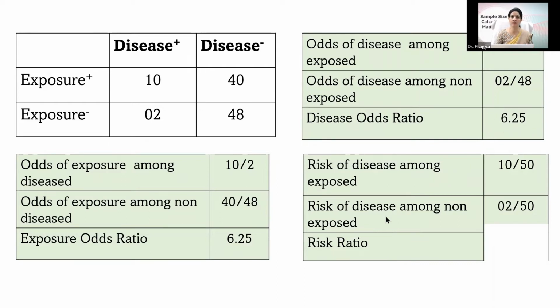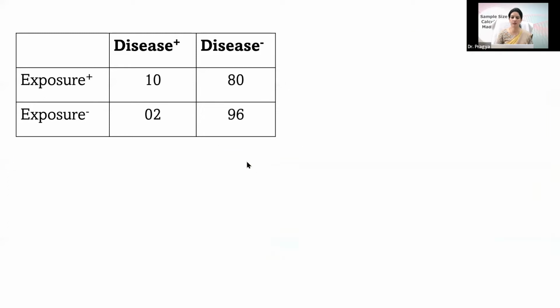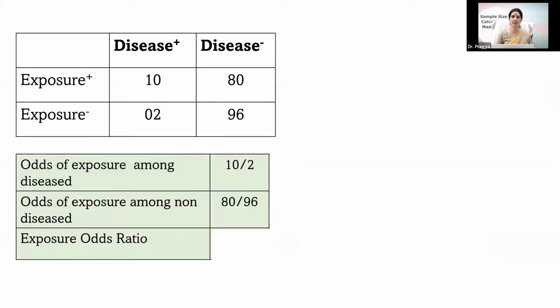And in the second example, what I did is I doubled the controls while the cases stay the same. So in the second one, you can see that the exposure odds ratio is 6.25, same as the previous one, because I have fixed the number of cases. The only thing I did was double the number of controls in the same strata, in exposure presence and exposure absence. That means the distribution of that exposure factor in the controls has not changed. So that's why you can see that the odds will be the same.